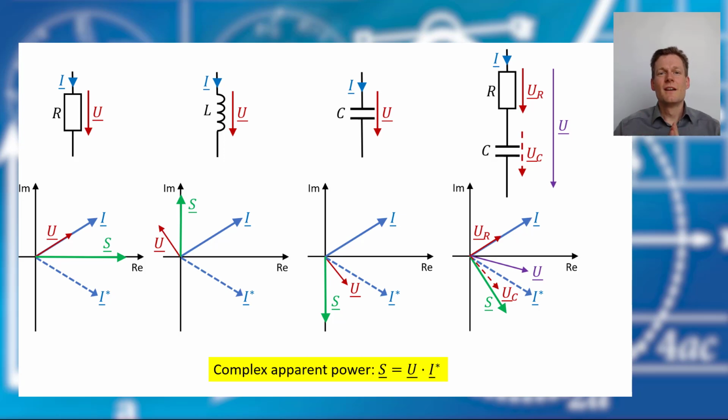So you see, the apparent power now is a complex number, and the real part is the active power, and the imaginary part is the reactive power. And here you see the reactive power is negative, and that's logical because we have a capacitor in our network there.